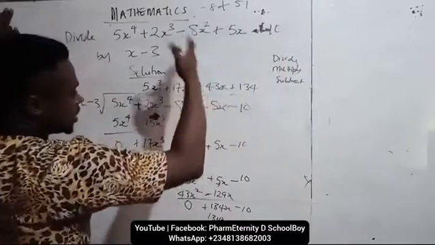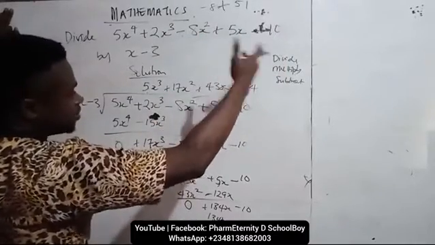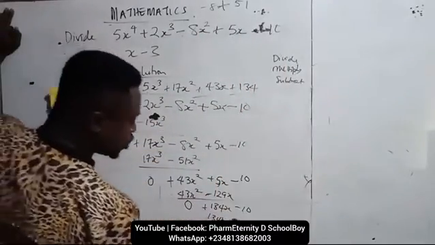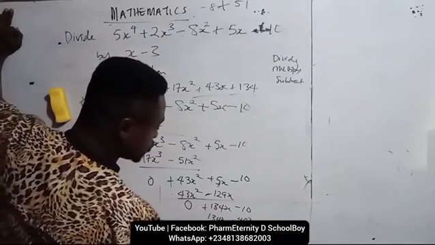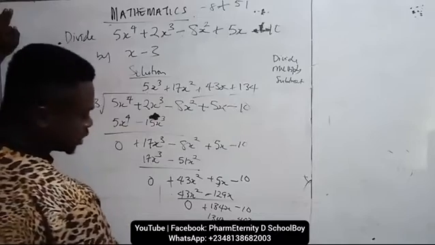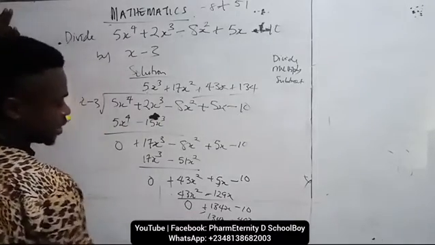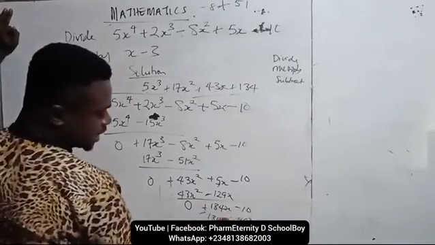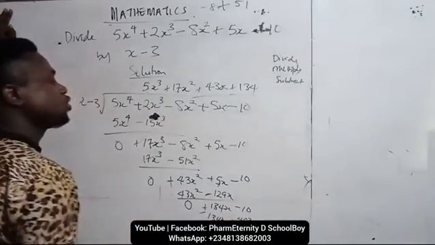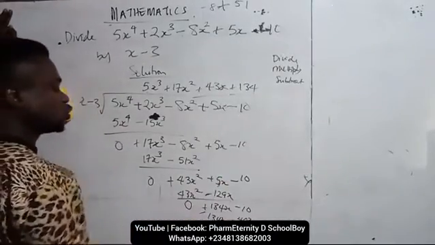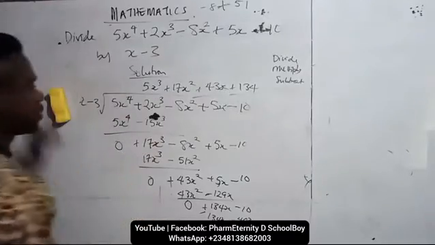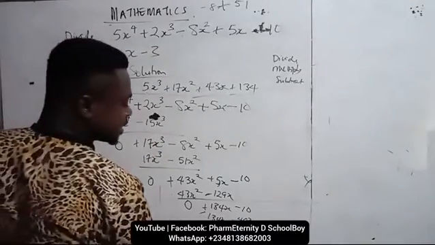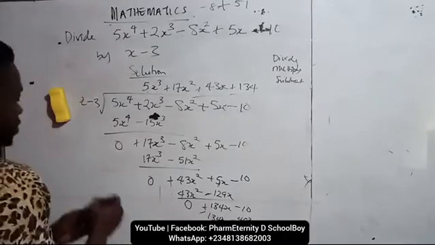minus 3 times 100 is 300, 3 times 90 is 270, 3 times 4 is 12. So we have 300 plus 90, 390 plus 12, 402. So we have minus 402. This will give us what? 0. Subtract again here. Minus 10 minus minus 402 is minus 10 plus 402, which is plus 392. So the remainder is 392.